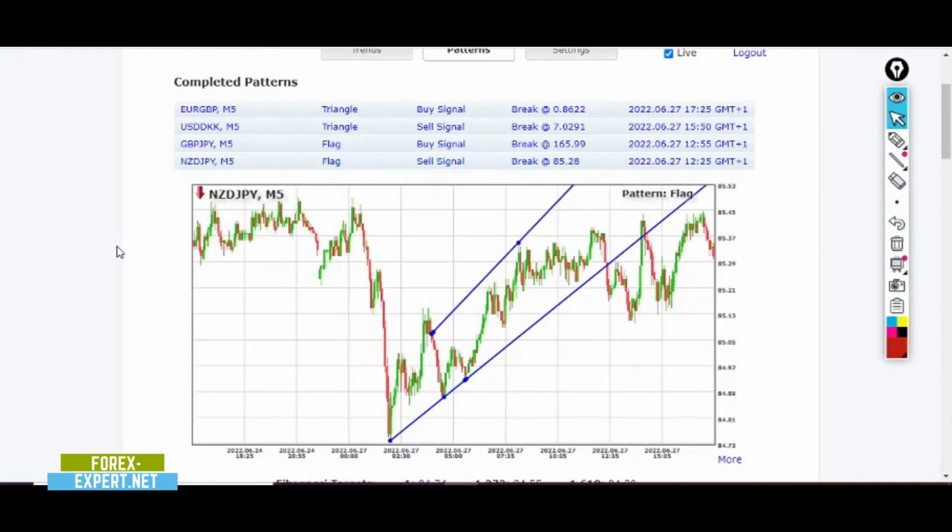Let's jump to the New Zealand dollar and Japanese yen. This was a failure. Price action was looking pretty good, but you know, sometimes even if you have all the odds in your favor, it's not enough. It's not enough because the market is unpredictable. So let's go and analyze.